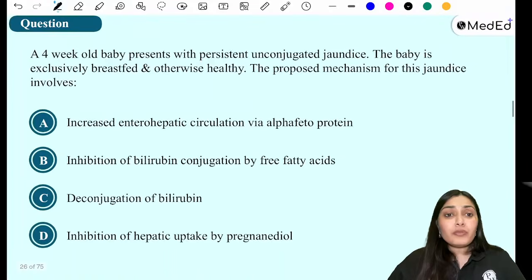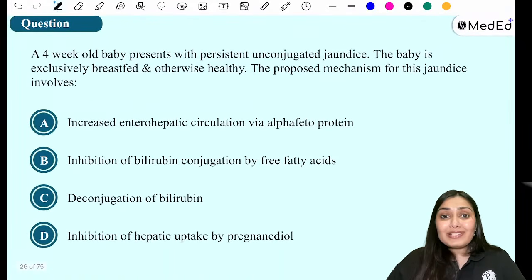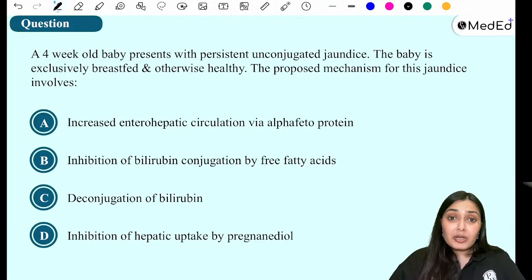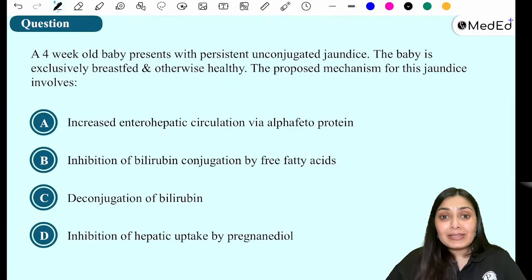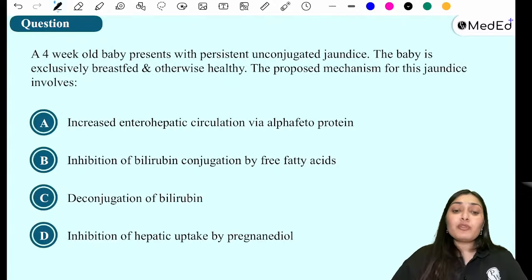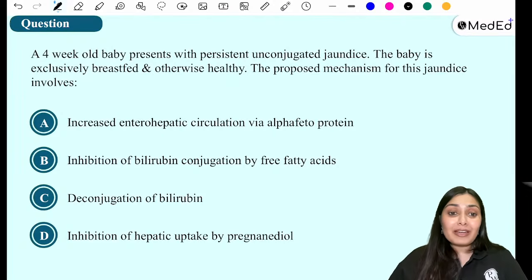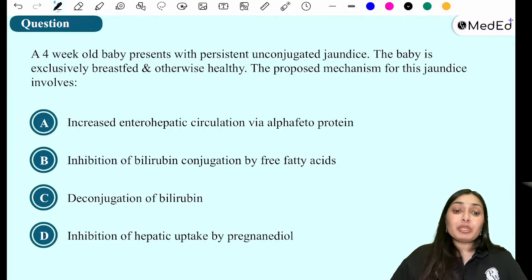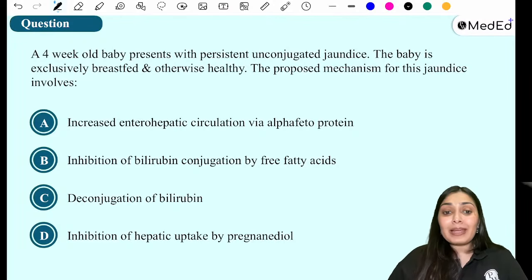We have a 4-week-old baby who presents with persistent unconjugated jaundice. Baby is exclusively breastfed and otherwise healthy. The proposed mechanism for this jaundice involves increased enterohepatic circulation via alpha-fetoprotein, inhibition of the bilirubin conjugation by free fatty acids, deconjugation of bilirubin, or inhibition of hepatic uptake by pregnenolone.